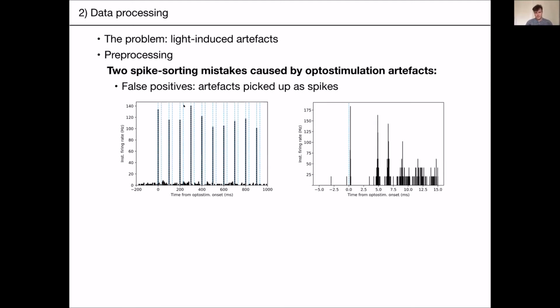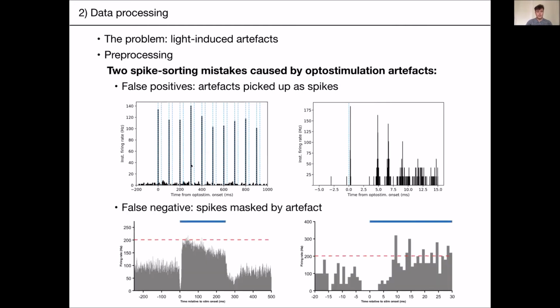The other issue, apart from false positives, which can happen, is the inverse, false negatives, where spikes get masked by the artifact. Here is an example of a high spiking neuron at about 100 Hertz. And you see that there is a dip in the onset of its response to the light, which is zoomed in here.